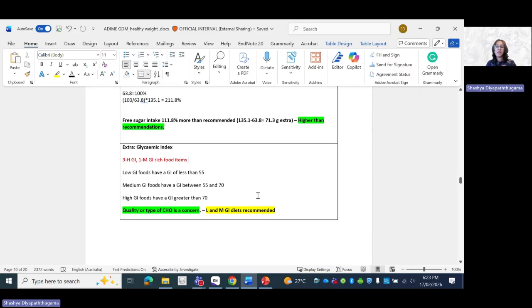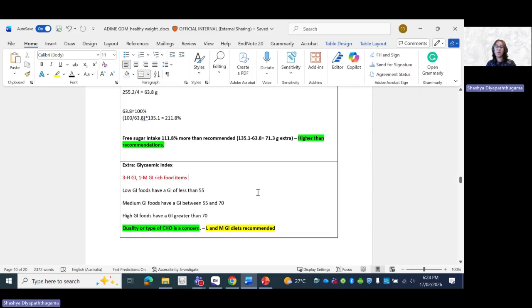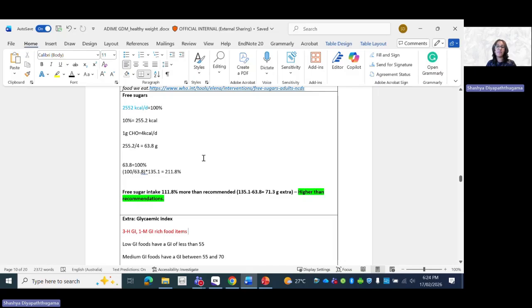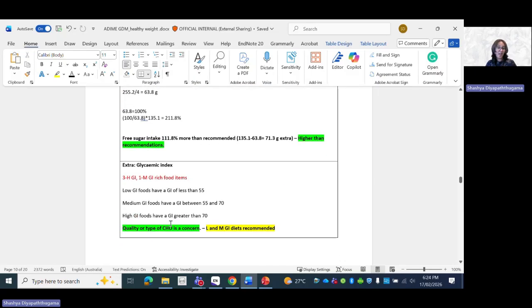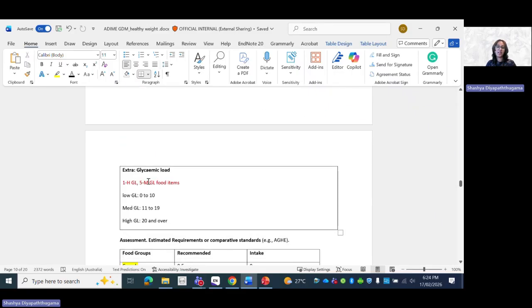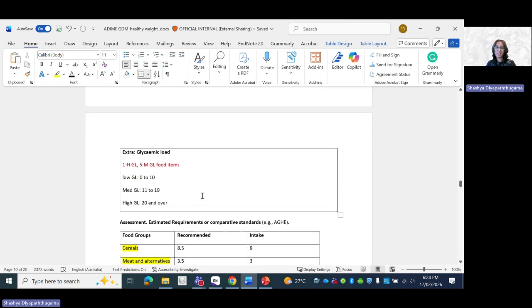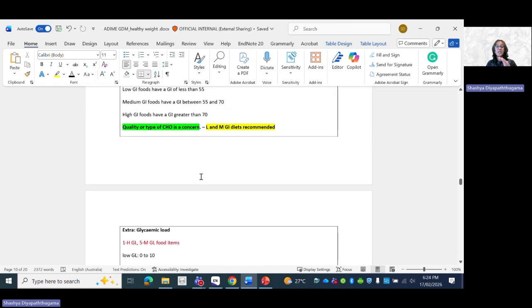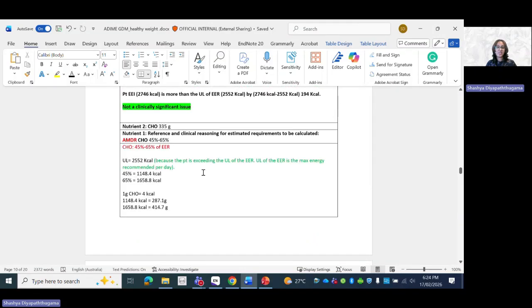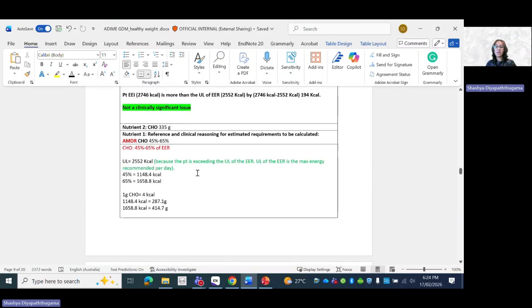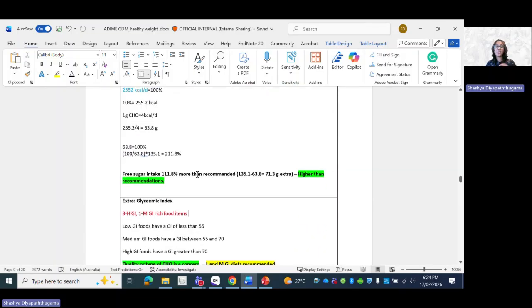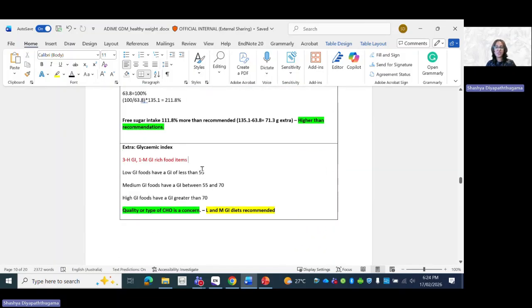So she's having concerns with the types of carbohydrates, because she's having excess amounts of free sugars and high GI foods. And also I've just looked at the glycemic load, and there's 1 high GL food item as well. So from that, it's clear. Just a recap once again: energy is fine, total carbs is fine, but with the carbohydrate types, there is an issue.